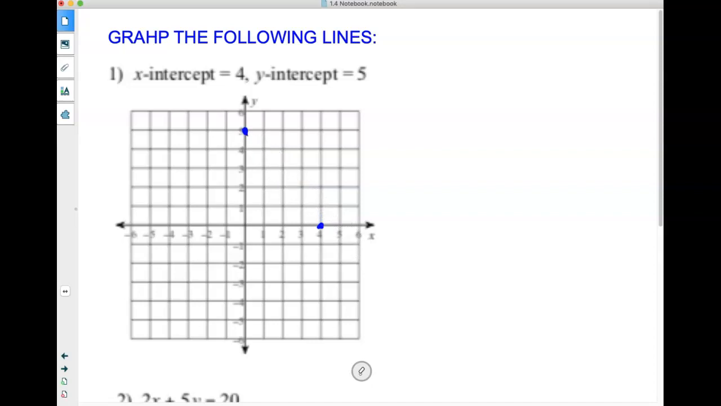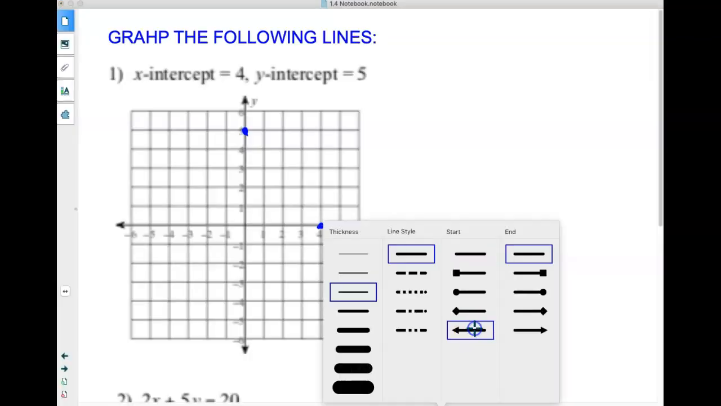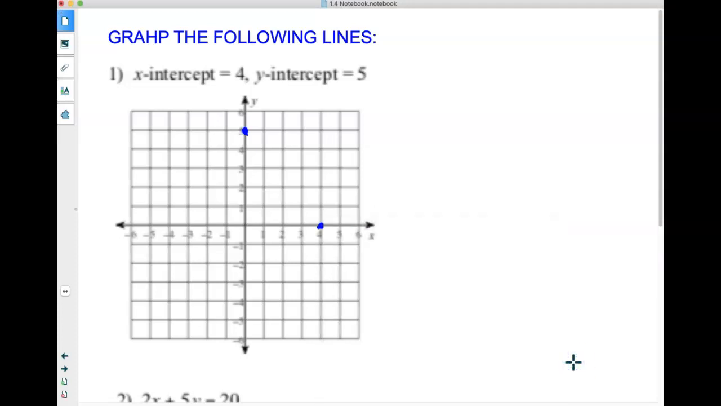That's my problem. I want to go here. I want to go there. I want to go to my lines. Then I want to make sure I have arrows on both sides of my lines. I'm going to have a semi-thick line, and I'm going to draw my line. It should go through both points. And from there, I can extend that line. Notice how nicely that line goes through both of them. So that's all we need to do.